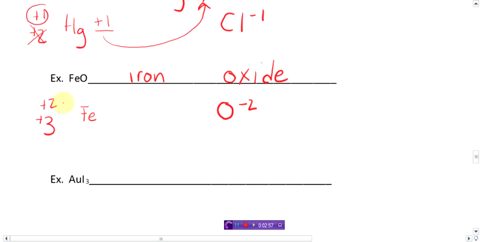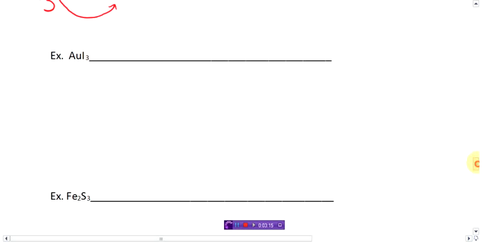So we have a choice for iron, +2 or +3. What will balance the -2? Well, seems pretty obvious, +2. And we write that ion charge as a Roman numeral in the name. Final answer, iron 2 oxide. Okay, let's look at the next one.